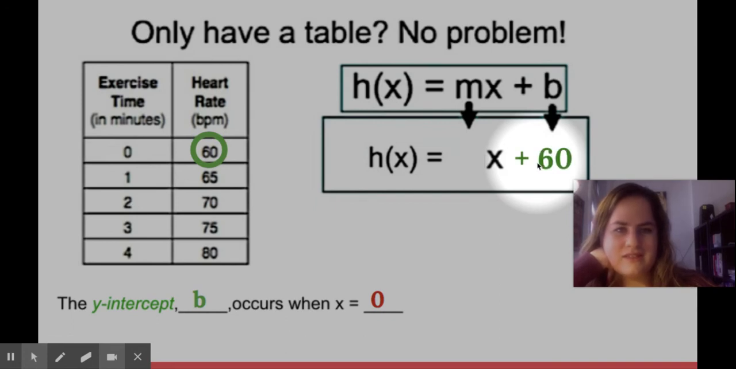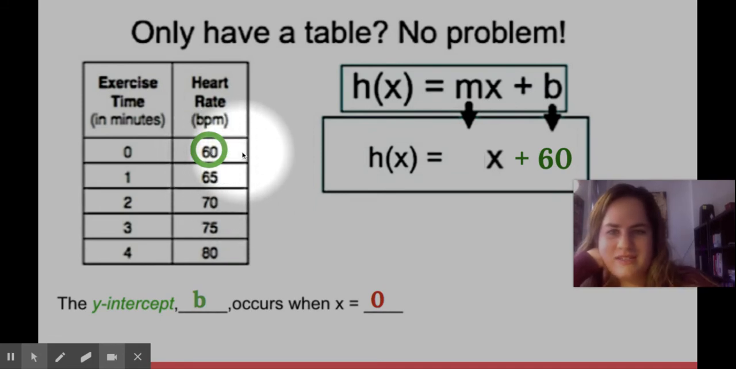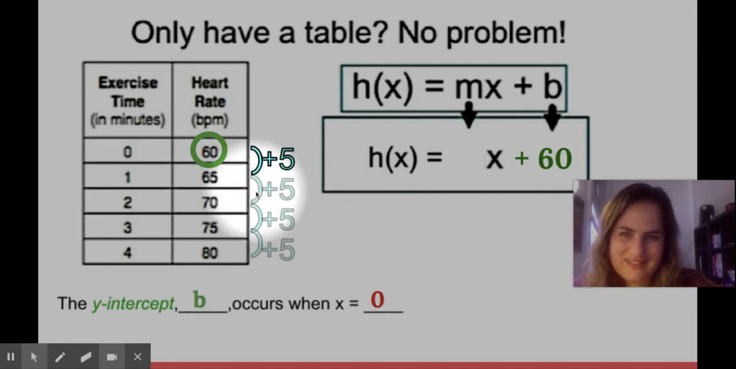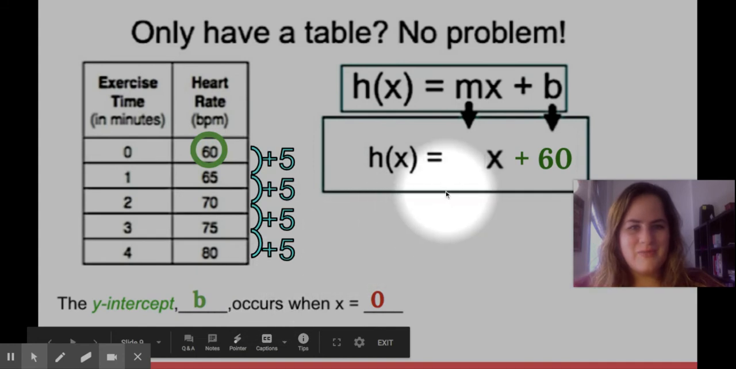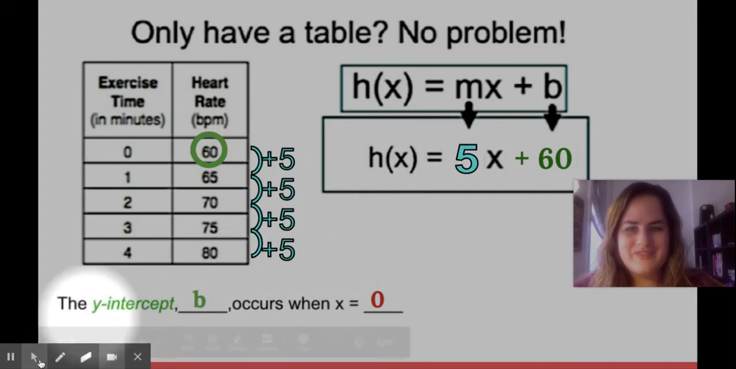Now to get the slope, I need to know how do you get from one number to the next? What's the change or the rise? Well, to get from 60 to 65, that's plus 5. And that's true for the entire table. So right here on this spot, my slope would be +5.